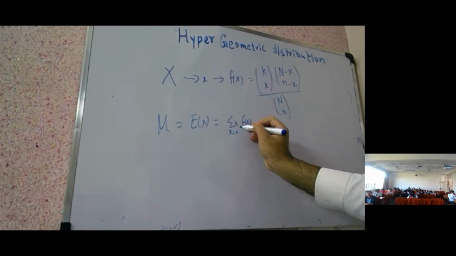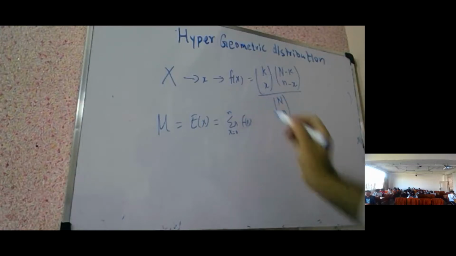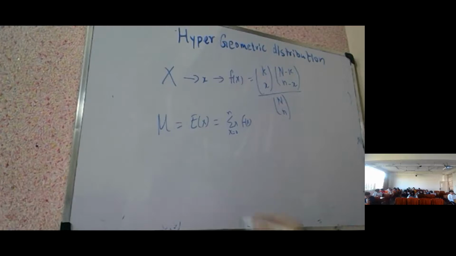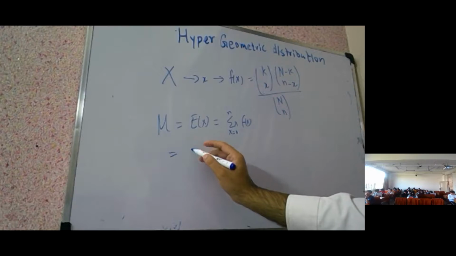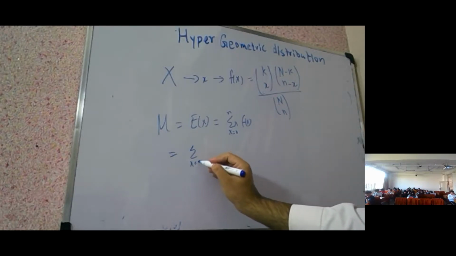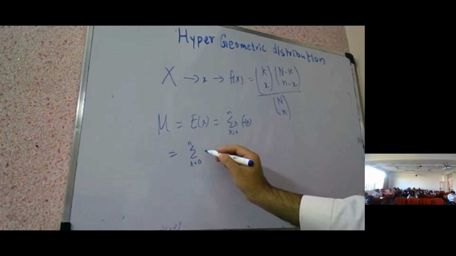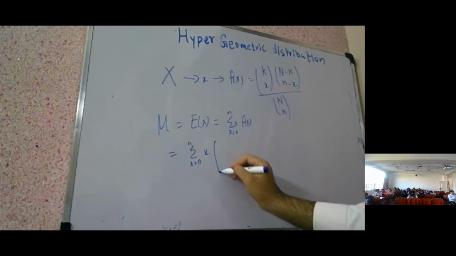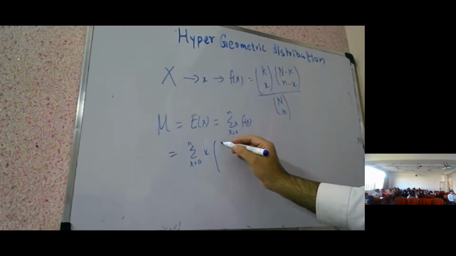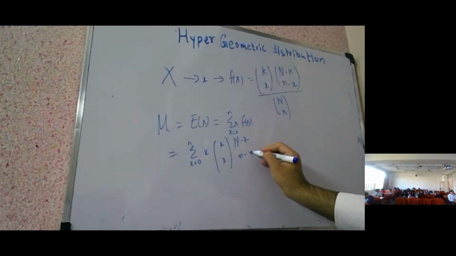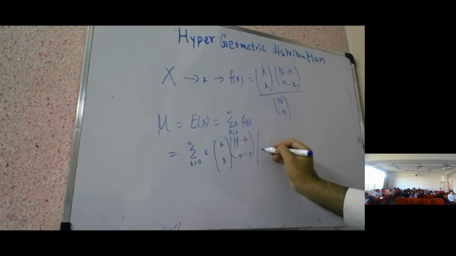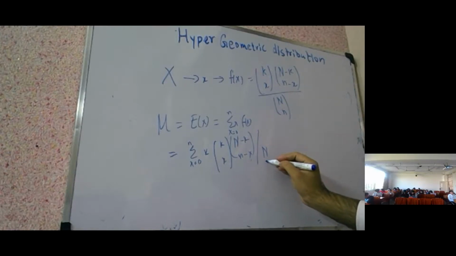Where x equals 0 to n. If this is the case, we can easily calculate it. So just put the values here. We replace this value of f of x here, and we get the sum over x equal to 0 to n of x as it is, and then put this value here: nCx times kC(n minus x) upon (n+k)Cn. Right? That's what we get.